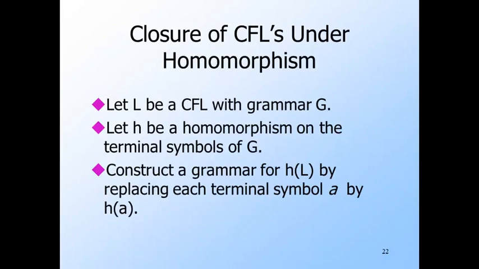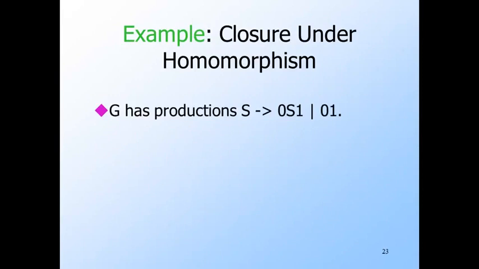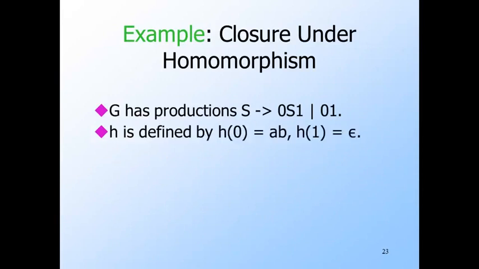To prove closure of the context-free languages under homomorphism, let's start with a grammar G for a language L and let H be the homomorphism on the terminal symbols of G. Then H of L has a grammar that we can construct by replacing each terminal A in the body of any production of G by the string H of A. So for example, here is our customary grammar G for 0 to the n, 1 to the n. And here's our usual example of a homomorphism.